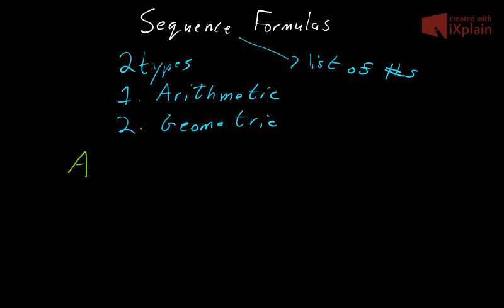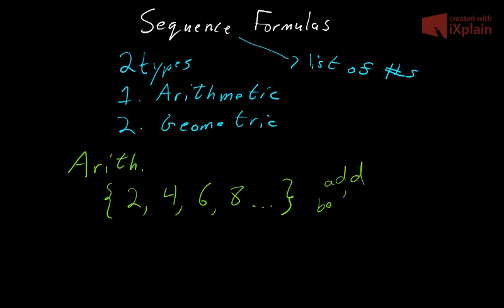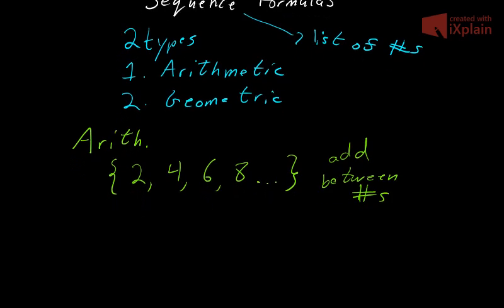If I have an arithmetic sequence, it could look like, I'm going to write this inside a bracket to say it's a set of numbers, 2, 4, 6, 8, and so on. We can look at this and tell that it is an arithmetic sequence because we add between numbers. And in this specific arithmetic sequence, we are adding 2.